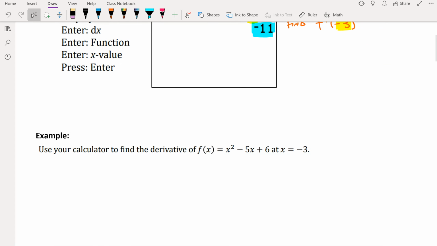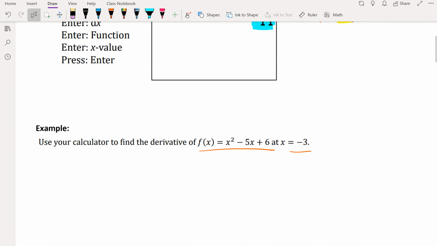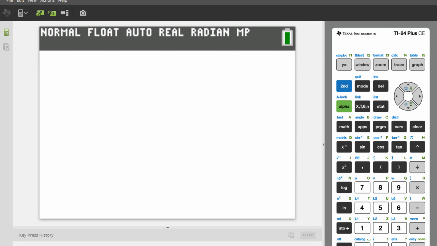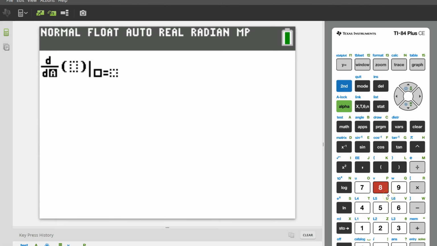Okay, so let's go ahead and do an example for practice. Use your calculator to find the derivative of f of x equals x squared minus 5x plus 6 at x equals -3. We are going to do this example together. So I'm going to my calculator. The first step is to press the math button, and it'll take you here. If you scroll down, you'll see a thing that says nDeriv. That means derivative. So you can press math and then 8, and it gets you here.